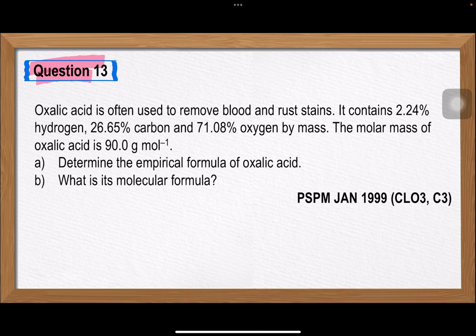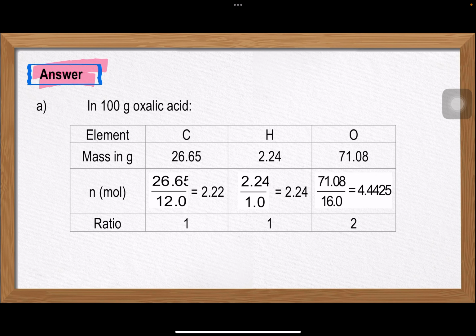Number 13, oxalic acid often used to, okay, as follow, you can read. Determine the empirical formula of oxalic acid. So same. You already has the percentage. Just change the percentage to mass. So you must assume 100 gram of oxalic acid. This is the assumption you must do first, and then just calculate the empirical formula as usual. You will get CHO.